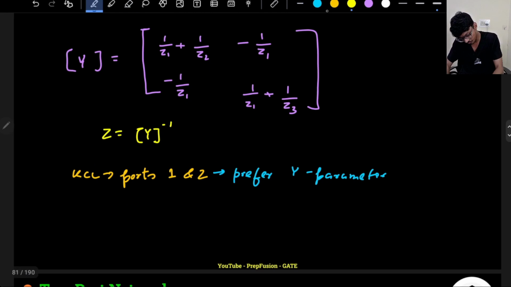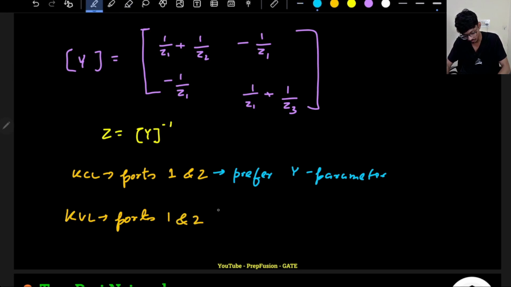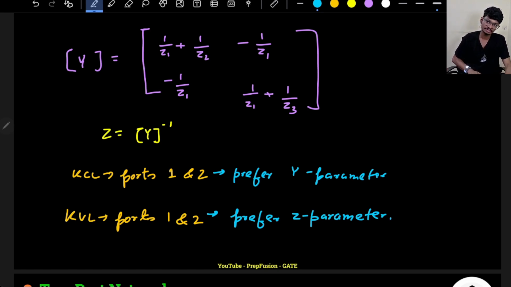And if you can write KVLs in ports 1 and 2, that's why it was working in the star network, because I had KVLs. Remember, I had written two KVL equations in ports 1 and 2. Then we will prefer the z parameter. So these are the key important points that you should keep in mind.